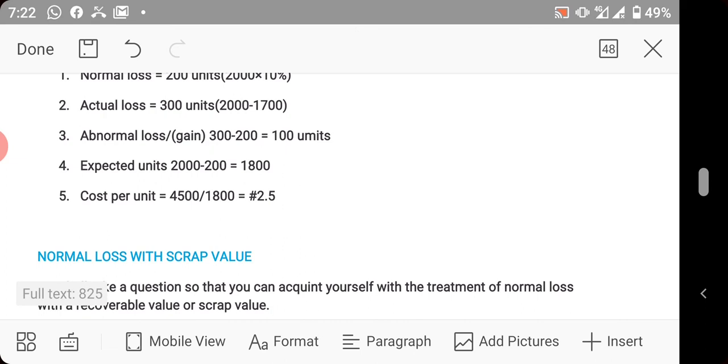Why is it abnormal loss? It is positive. If it is negative, it's gain. You understand? So you must be careful in interpreting the equation. Therefore, we'll move on. Expected units will now be 2,000 minus 200, which is 1,800. So cost per unit will now be total cost divided by 1,800.